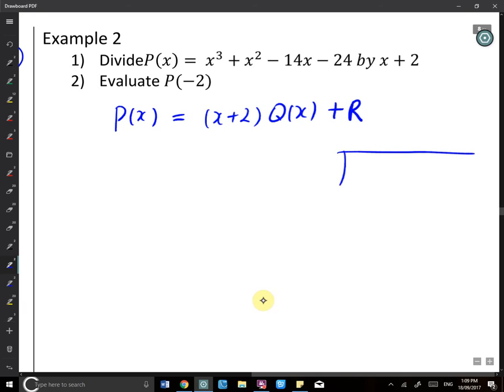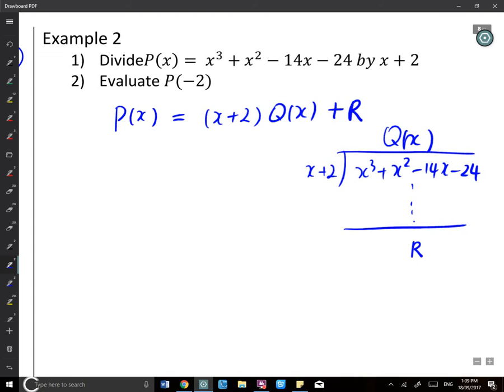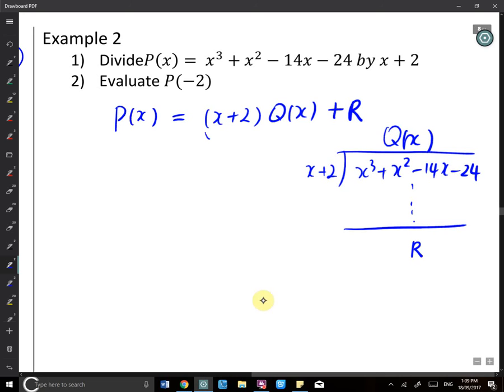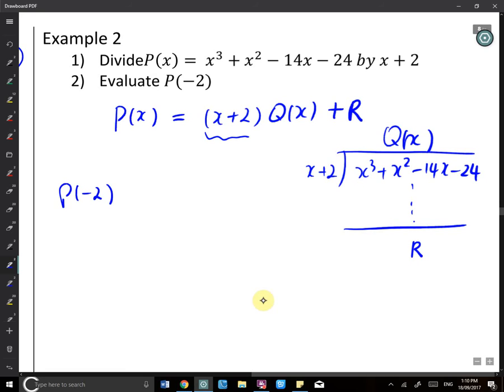So what I can do is x cubed plus x squared minus 14x minus 24, divided by x plus 2. Well, I have some expression Q(x) above, and then subtract until the end I should have an R. And that must equal (x plus 2) times Q(x) plus the last number R. So now what I'm trying to do is substitute a number that makes this become 0, which is negative 2. I will sub P(negative 2) into that, and I will get the remainder R.